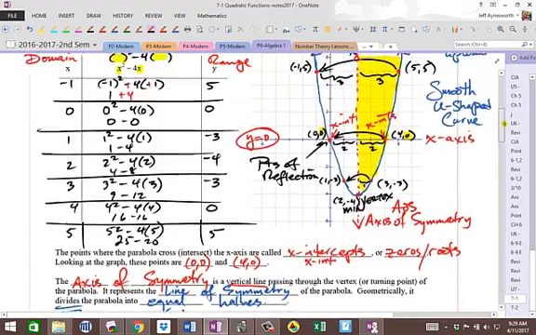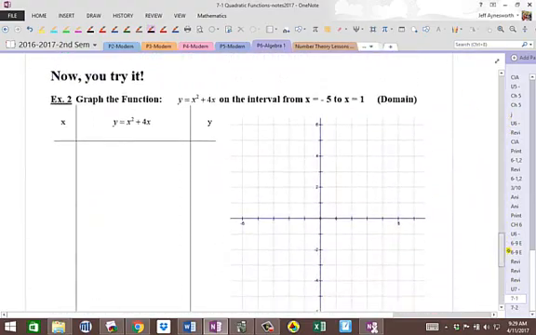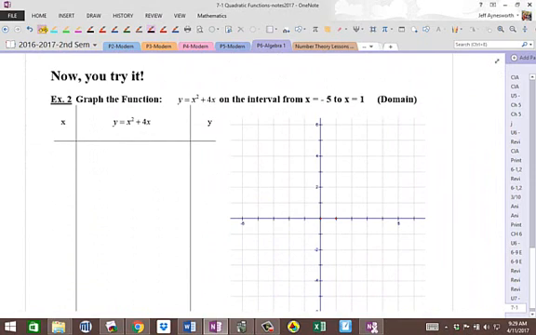In our previous one, we had x squared minus 4x. This one is x squared plus 4x, and it's a little bit different. Our domain is a little bit different too. We're going to start at -5 and go to +1. So -5, -4, -3, and so on.